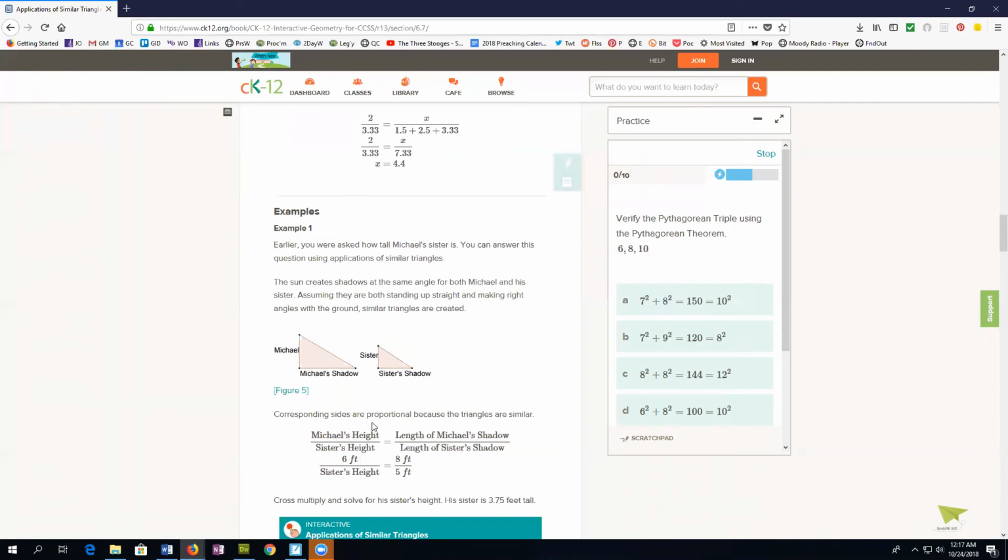This particular proportion here would be called a between proportion, because to set up the fraction, we're going between the triangles. It would also be correct to say Michael's height over Michael's shadow equals sister's height over sister's shadow, and we would get the same answer.